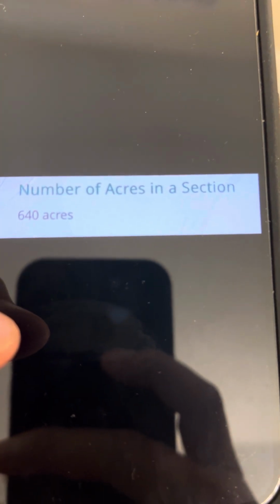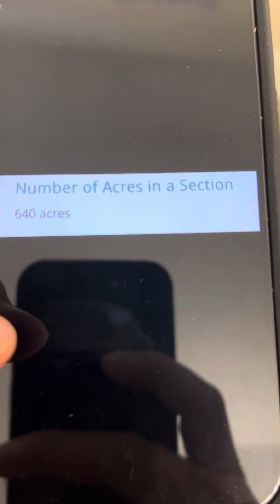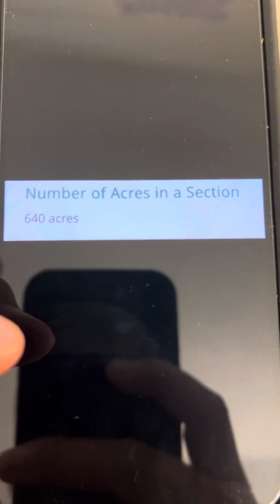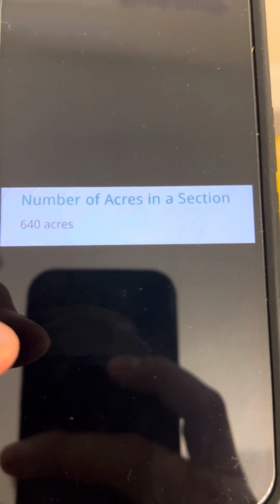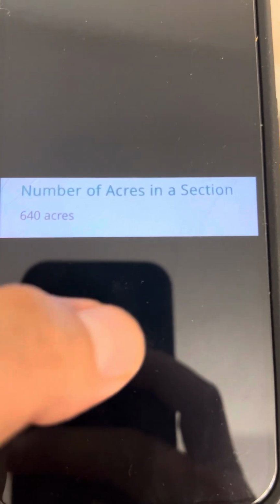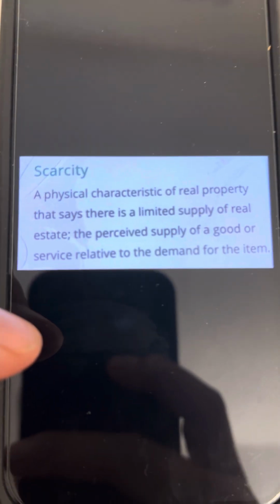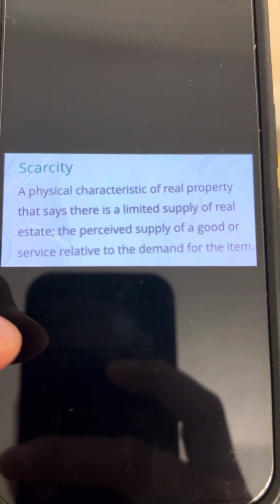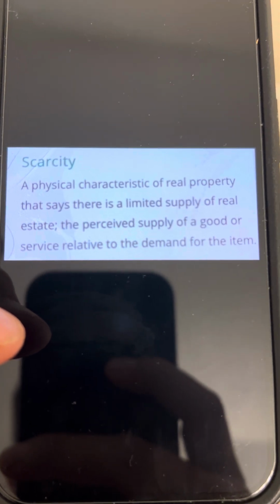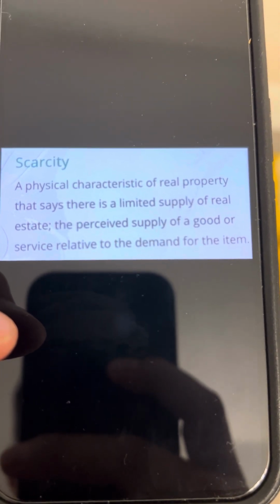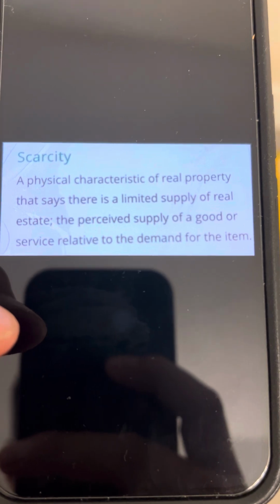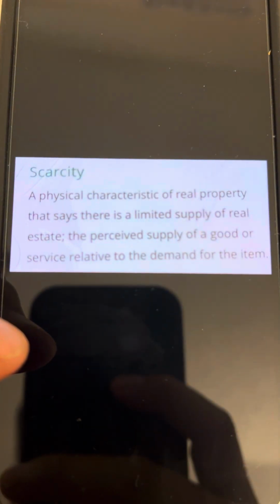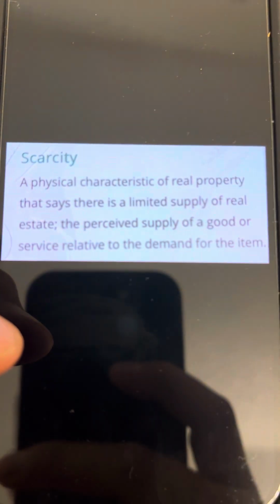Number 11, 640 acres. The answer is number of acres in a section. Number 12, a physical characteristic of real property that says there is a limited supply of real estate, the perceived supply of a good or service relative to the demand for the item. The answer is scarcity.